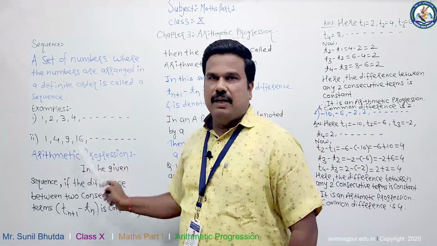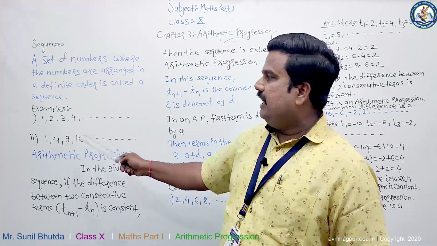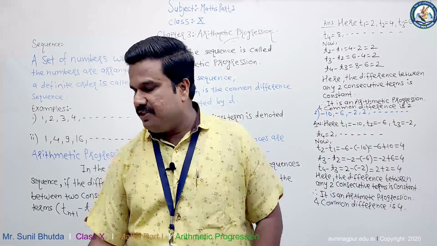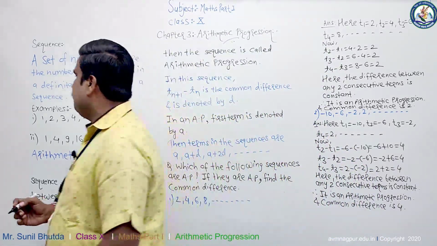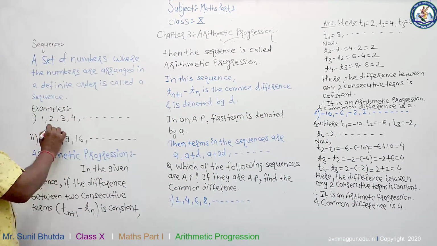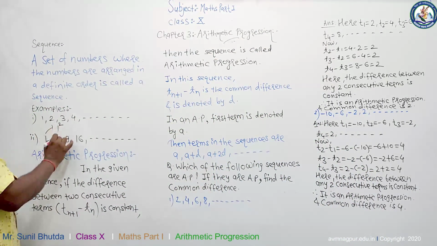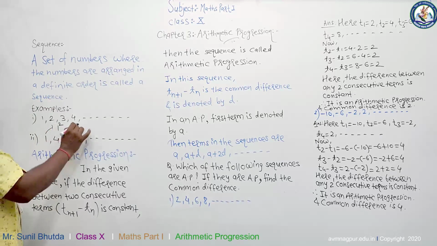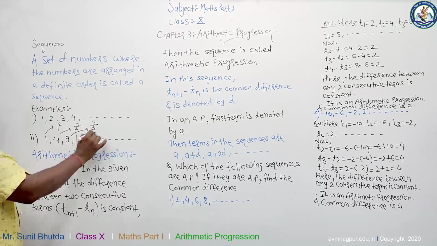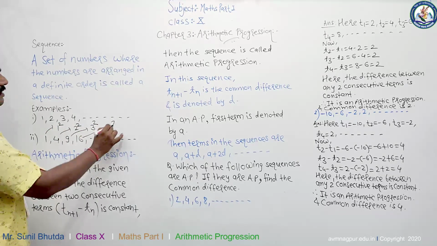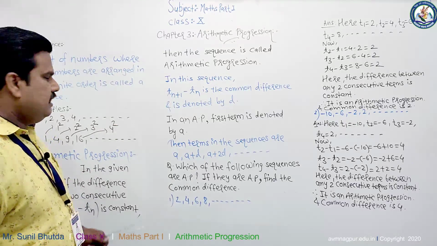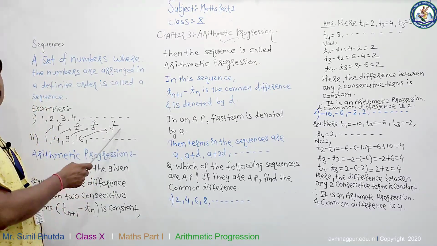Consider the second example: 1, 4, 9, 16, dot. In this example, it is very clear that these numbers are the squares of the natural numbers. 1 can be written as 1 square, 4 can be written as 2 square, 9 can be written as 3 square, 16 can be written as 4 square. These numbers are the squares of the natural numbers.